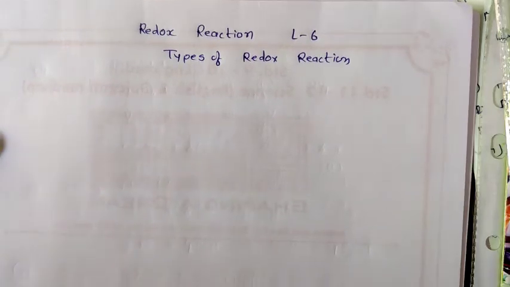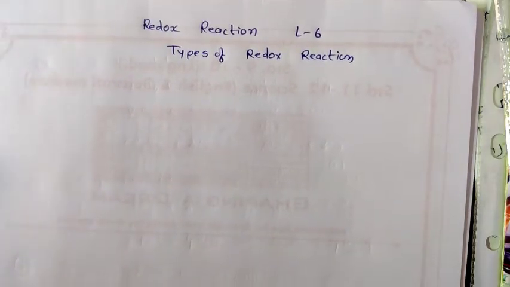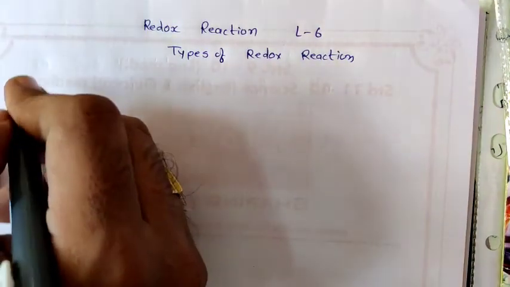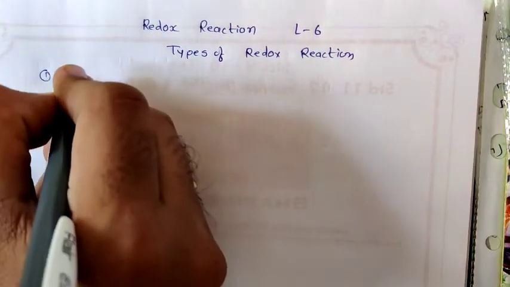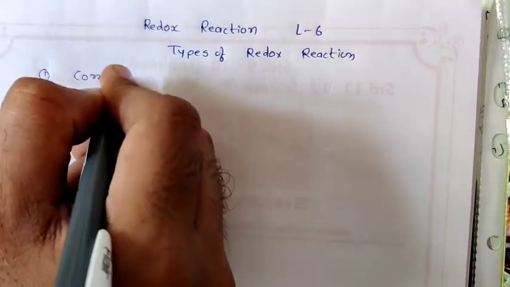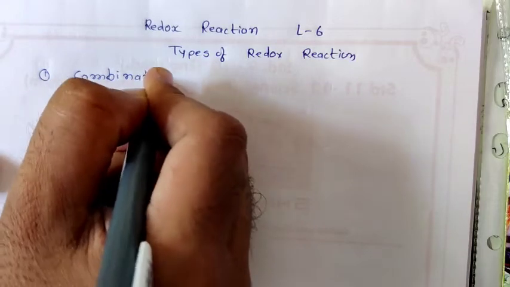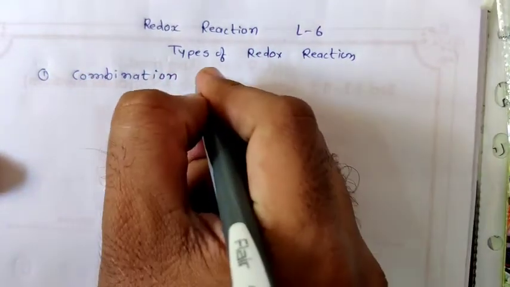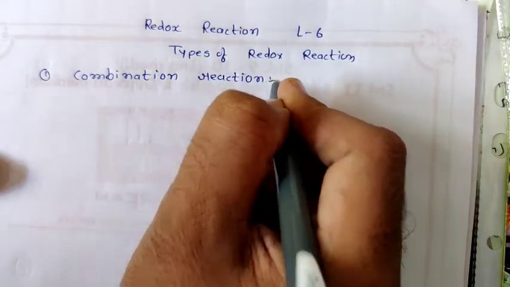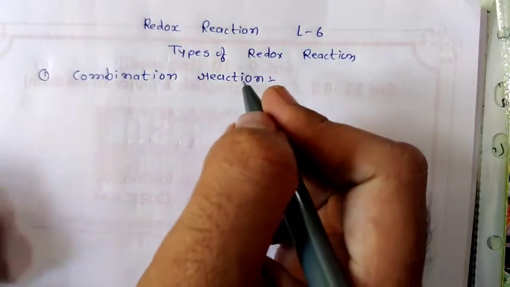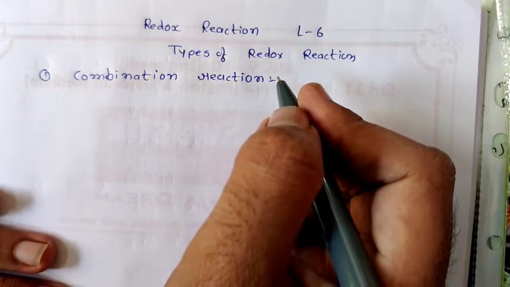So dear students, a genuine request to all of you: be alert in this question. Okay, so the first type of redox reaction is combination reaction. But first of all, we will learn what a combination reaction is.